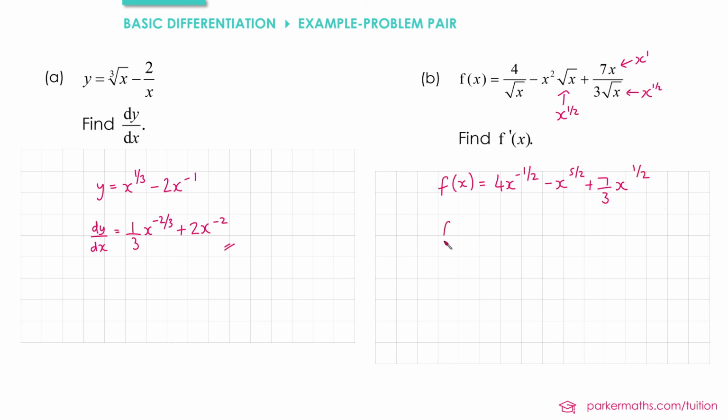Next we differentiate, so we've got f' of x. Multiplying by the power, 4 times -1/2 gives us -2, and then subtracting 1 from the power gives us x to the -3 over 2. For the next term, multiplying by the power gives us -5 over 2 out the front. Subtracting 1 from the power gives us x to the 3 over 2. For the third term, 7/3 times 1/2 gives us +7/6. And then subtracting 1 from the power gives us x to the power of -1/2.